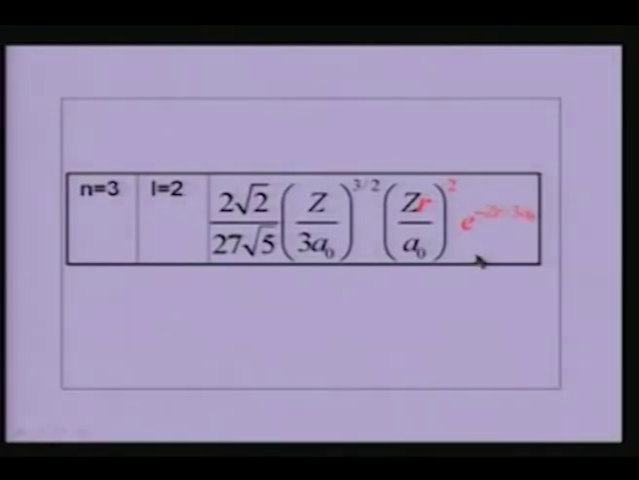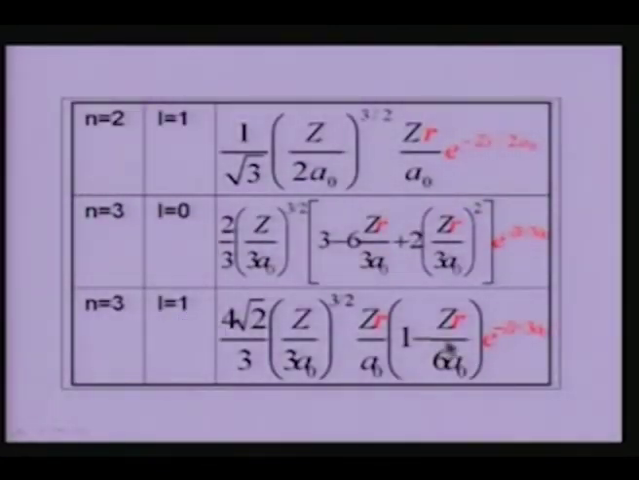Looking back from this side, you see that L equal to 2 contains an R square which goes to 0 at R equal to 0, but never anywhere else other than infinity. For N equal to 3, L equal to 1, it does go to 0 at R equal to 0 and R equal to infinity, and also in between, where this particular function, 1 minus ZR by 6 A naught, is 0. Therefore, this has one radial node for L equal to 1.